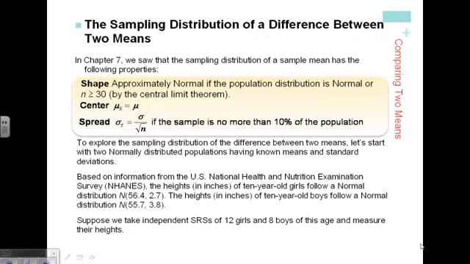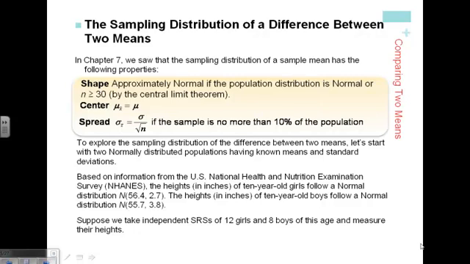Okay. So what about other things besides the shape? We said we've got the shape nailed. If populations are both normal, the distribution of the difference of sample means will also be normal. What about the center? Well, let's do an example and talk about what we think is going to end up happening. Imagine that we have two populations.